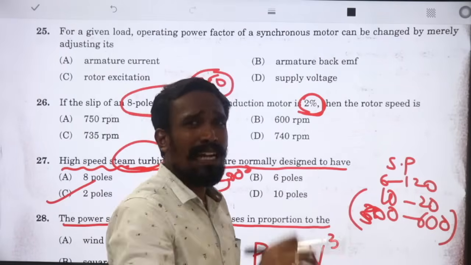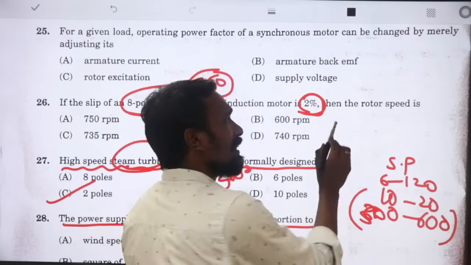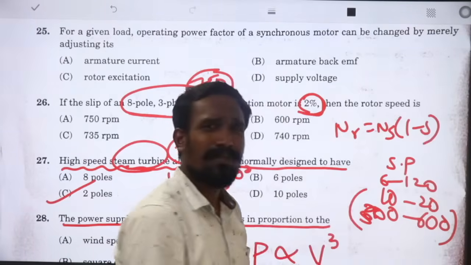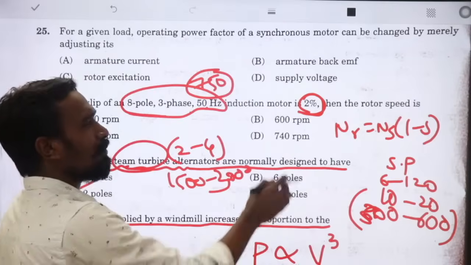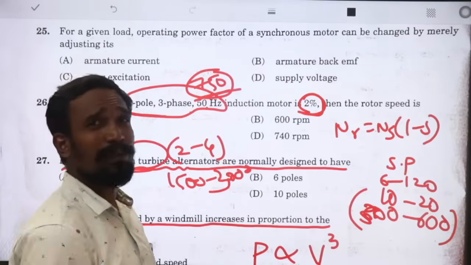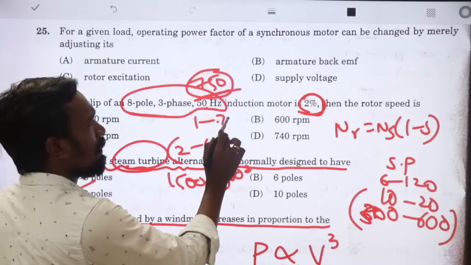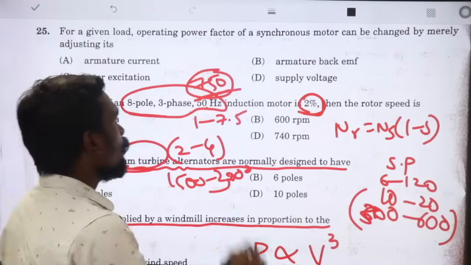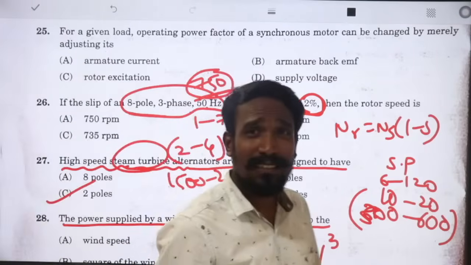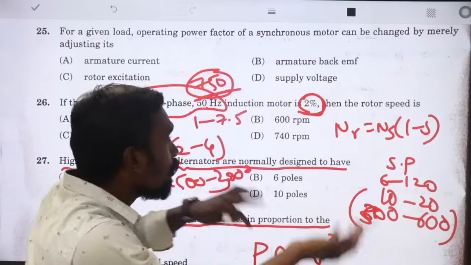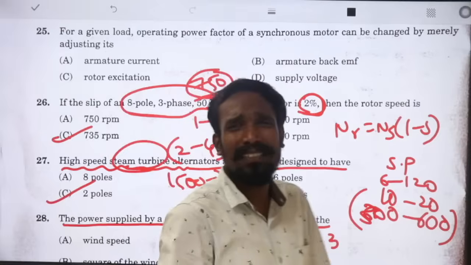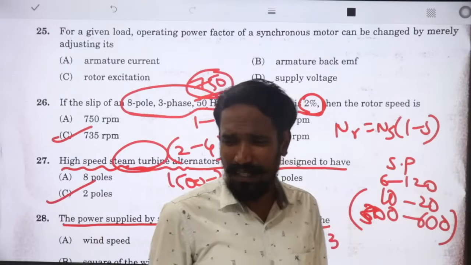If you want a formula, NR is equal to NS into (1 minus S). But no need of a formula, 2% slipped out from this. What is 1% of this? 1% is 7.5 RPM. 2% is nothing but 15 RPM slipping out from the 750. So what is the answer, guys? 735 RPM is the answer.